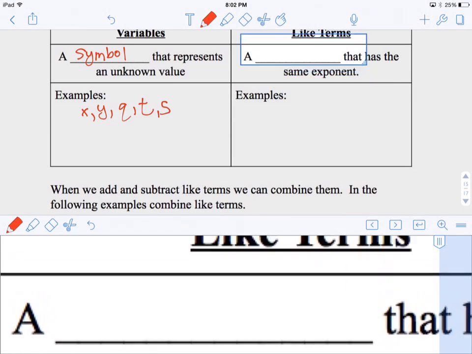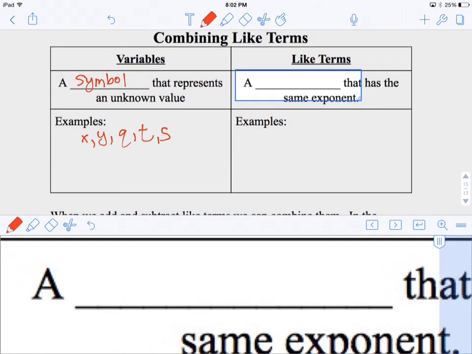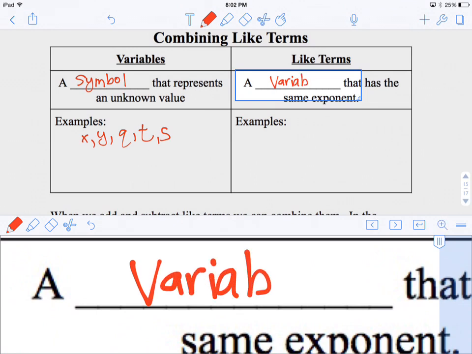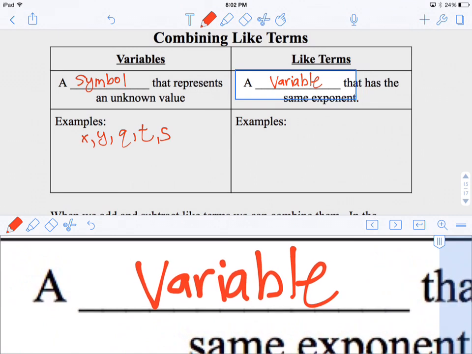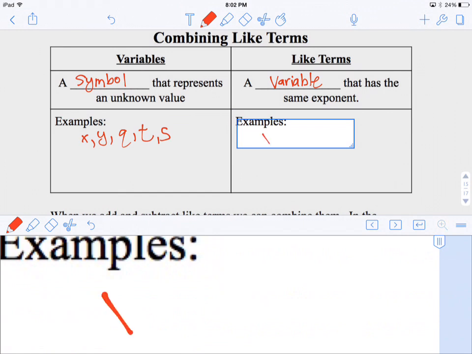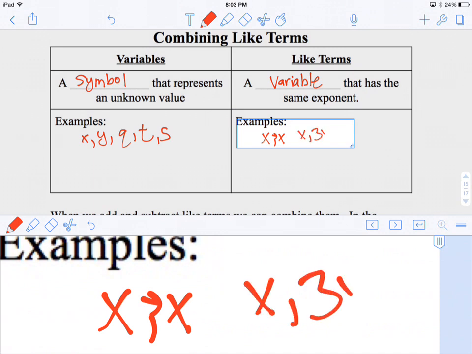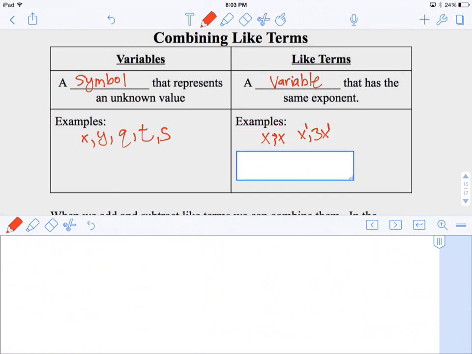And then like terms is a variable that has the same exponent. So for example, X would be like terms with X. Those are like terms. Or X and 3X, those have the same exponent of 1. They're understood to be there. Those are like terms. X squared is not a like term with X.